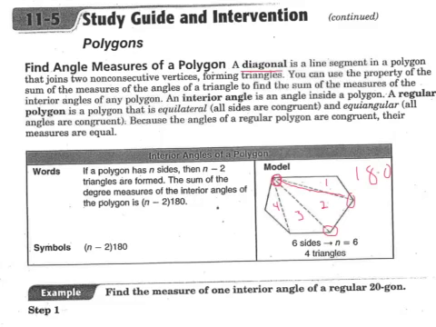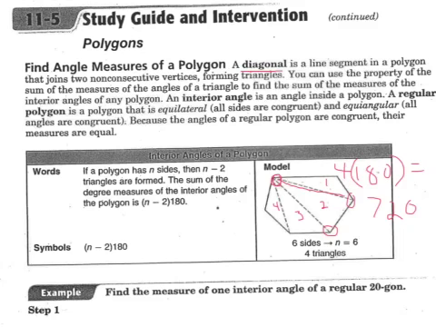Since we have 4 triangles, if we multiply that by 4, then the sum of our interior angles of the hexagon is going to be 4 times 180, which is 720. So the sum of our interior angles of this polygon is going to be 720.